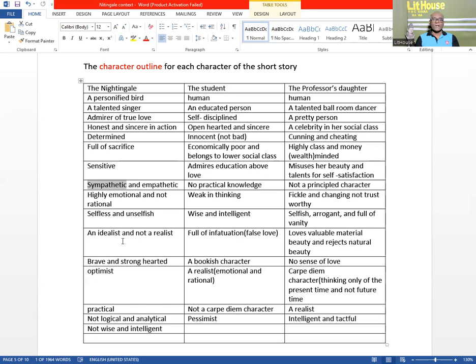Highly emotional. I told you, emotional. She uses her heart, not rational. She never uses her brain. Rational means you use your brain. If you use your brain, you are rational. If you use your heart, you are emotional. The Nightingale uses her heart rather than her brain.